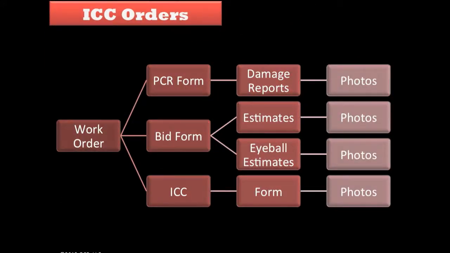Taking a look at ICC orders, these require a PCR form, a bid form if necessary, and ICC form. Again, the PCR form has damage reports and photos. The bid form would be estimates and eyeball estimates with photos to support, and the ICC form with photos to support it.